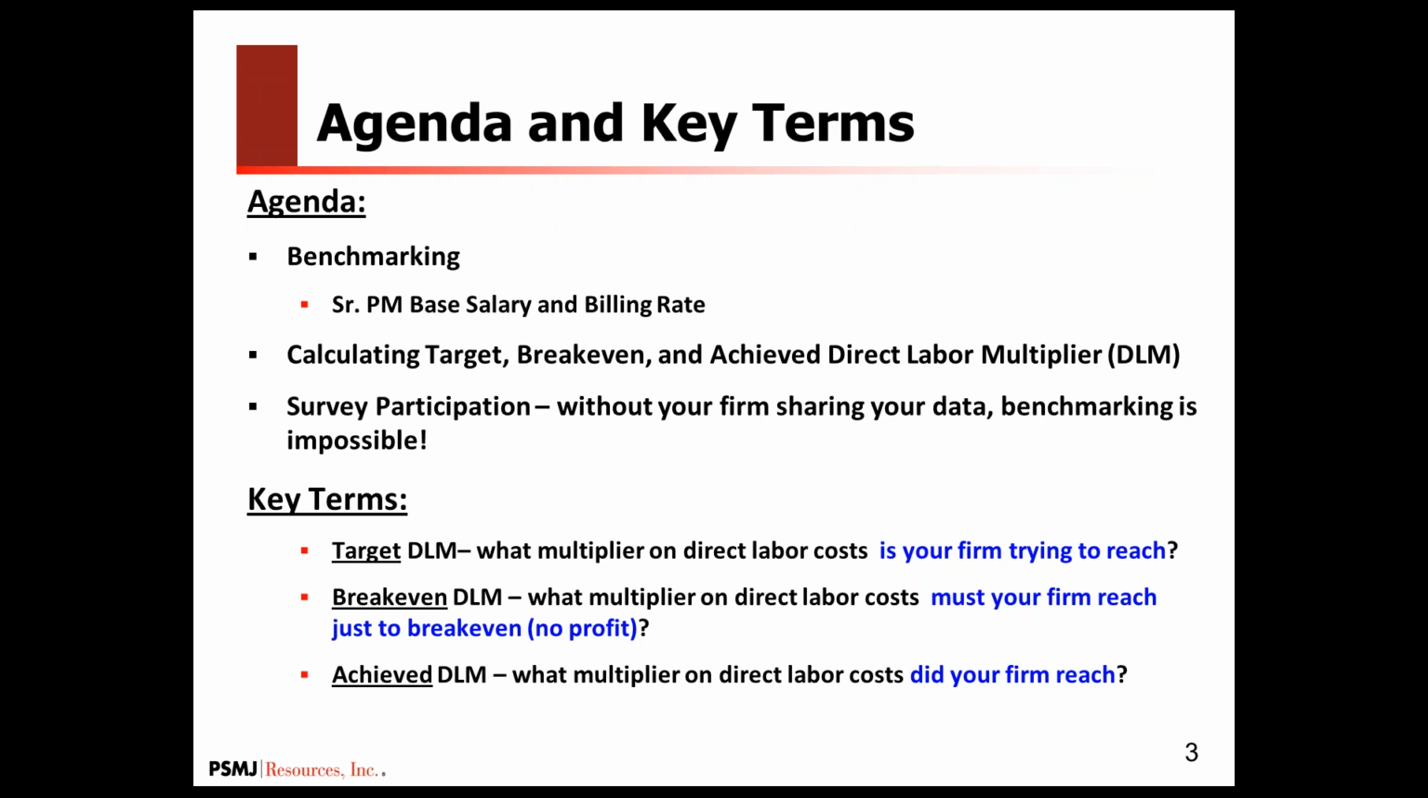Today we're going to talk about benchmarking, and we're going to drill a little deeper into senior PM base salary and billing rate. We're going to calculate various direct labor multipliers. And then again, my ultimate objective is to encourage you to participate in our benchmarking surveys.